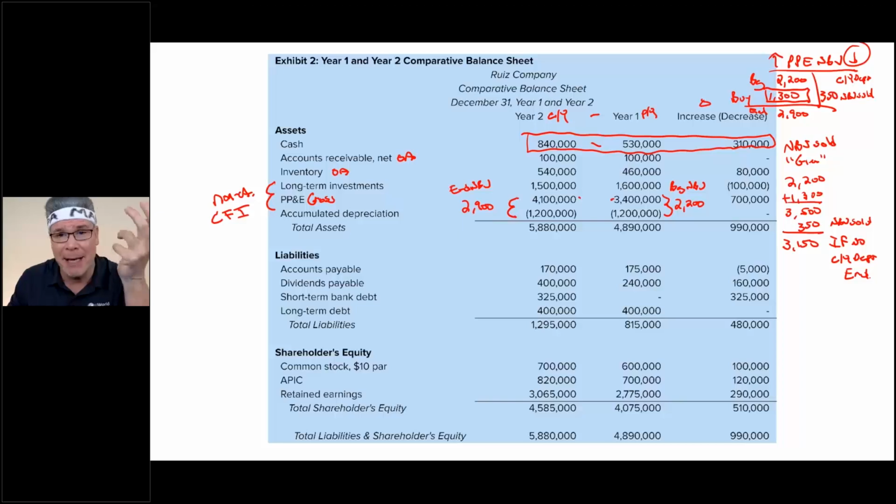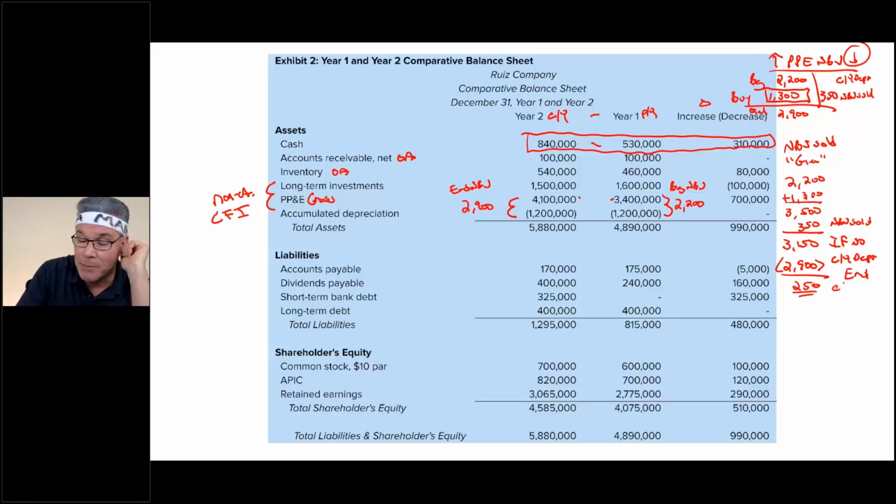But that's not my ending balance. Well, what's your actual ending balance? My actual ending balance is 2,000,009. Well, why is the ending balance lower? Why is it only 2,000,009 and not 3,150,000? Because your current year depreciation must be what amount? 250. That's one way of finding your current year depreciation.